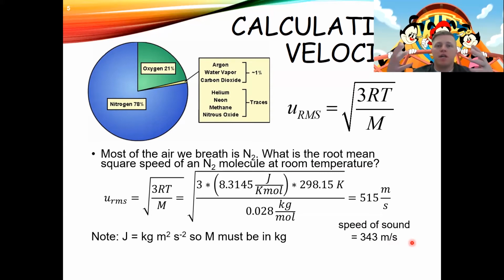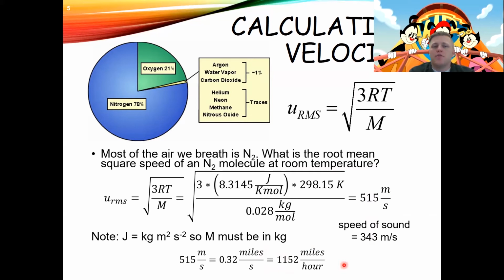But right now, molecules are hitting your face at faster than 500 meters per second. And to convert that into another unit, one that you're probably more familiar with, that's equal to about 1,152 miles per hour. So these are very fast gas molecules zooming around. Yes, molecules are very active, moving very quickly. So let's keep playing with this equation though.